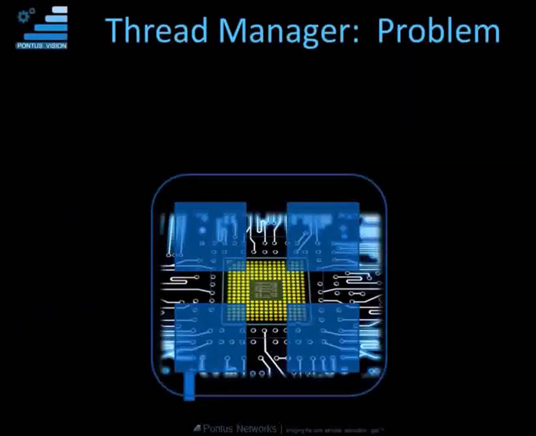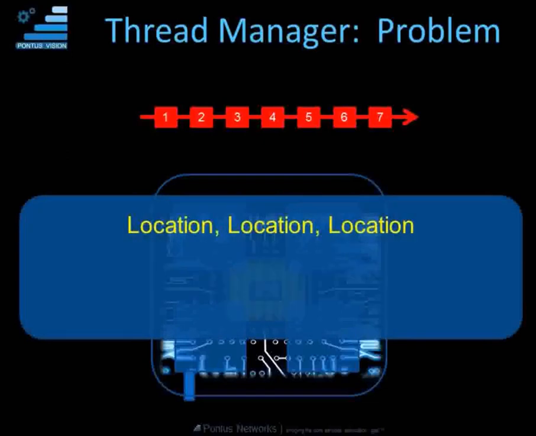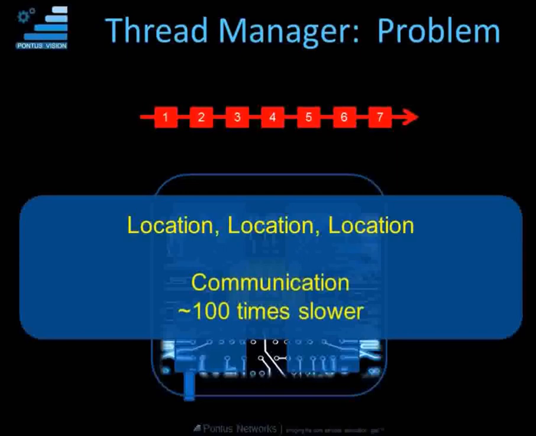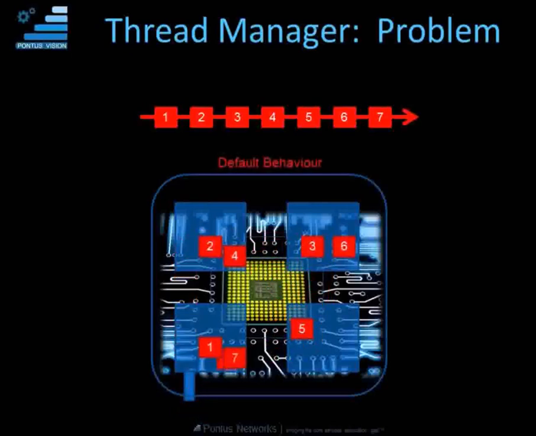The problem that we're solving with Pontus Vision Thread Manager is related to multi-threaded applications. When you have multi-threaded applications running on servers with multiple cores and multiple CPUs, location is one of the most important factors for performance. Depending on where the threads are running inside of a single server, communication can be over 100 times slower. The default behavior for an OS scheduler is to scatter the threads around, evenly loading all the CPUs. Whilst that's very easy for the scheduler to implement, it's very costly from an application performance perspective.